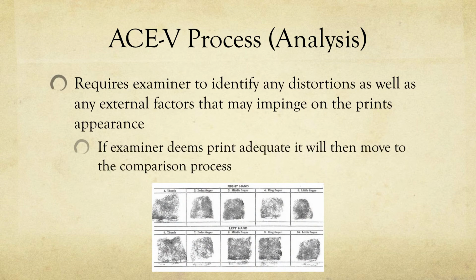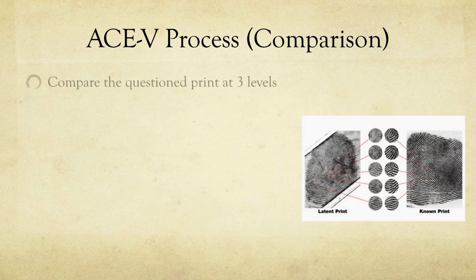In the analysis portion, it requires an examiner to identify any distortions as well as any external factors, such as the surface it may be on, how it was deposited, or the processing techniques. And what they're looking for is anything that may impinge or hinder the print's appearance. If the examiner deems that print adequate to be evaluated, it will then move into the comparison process.